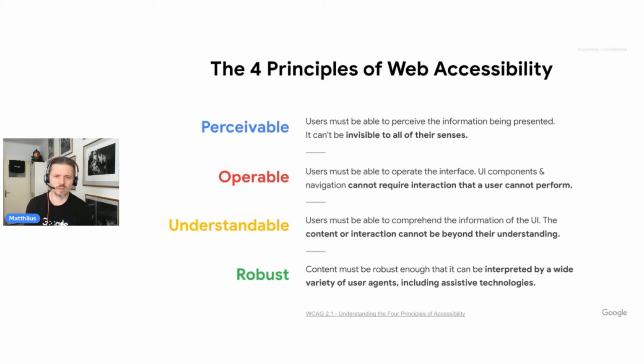Operable means a user must be able to operate the interface. UI components and navigation cannot require interaction that a user cannot perform. Understandable means users must be able to comprehend the information of the UI. The content or interaction cannot be beyond their understanding. Robust means content must be robust enough that it can be interpreted by a wide variety of user agents. Also very important, including assistive technologies.